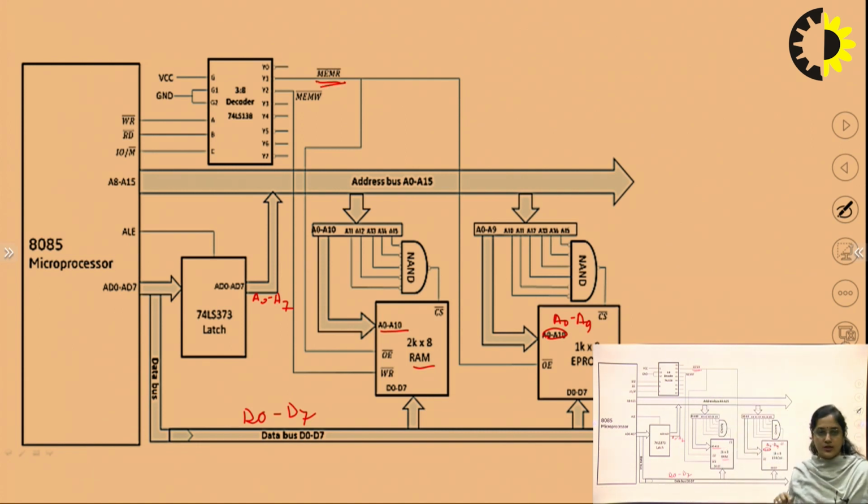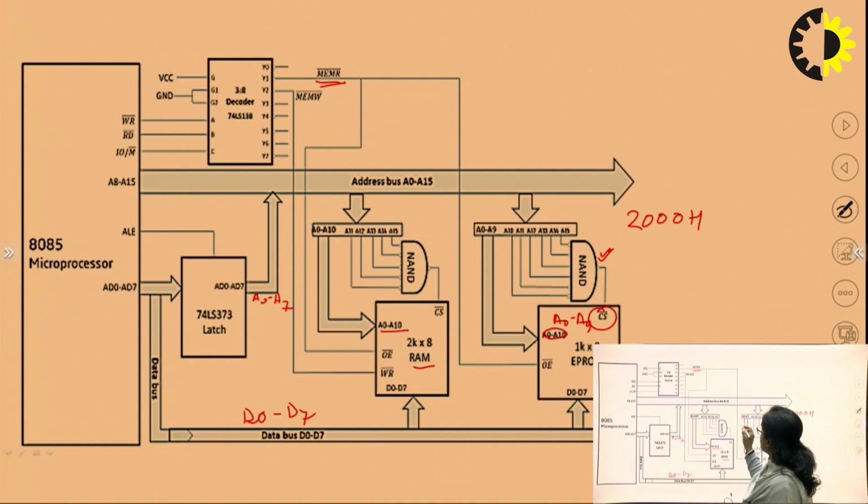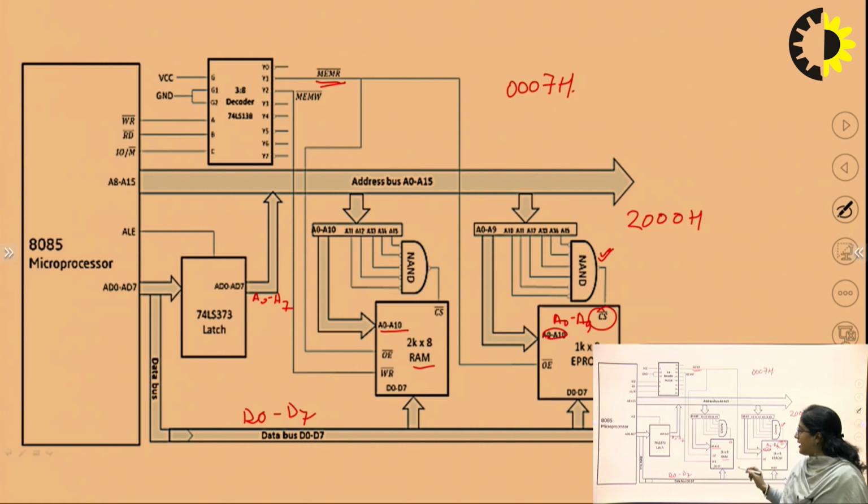So whenever the microprocessor has to read something from EEPROM, it first has to place the address. It will place the address 2000. This address will travel on the address bus. The read signal will be active low, indicating that the microprocessor is reading something. So 2000 means this NAND gate will be active and this chip will get selected. In case the microprocessor has sent an address 0007H, then this chip will be selected and data will be read from the RAM memory.